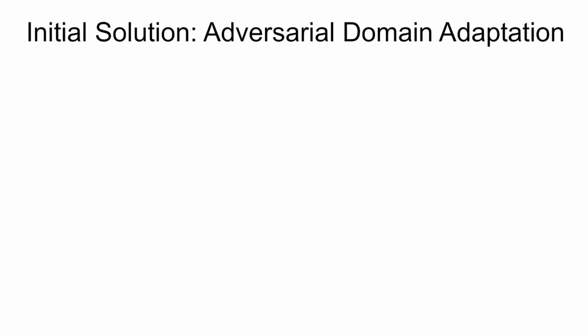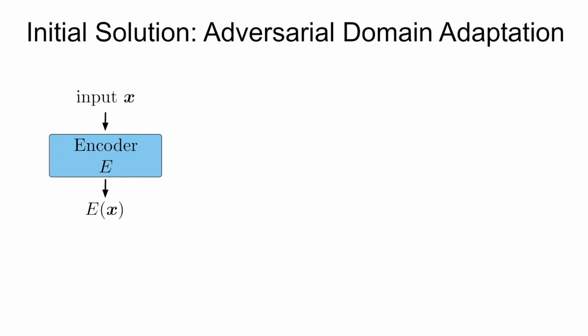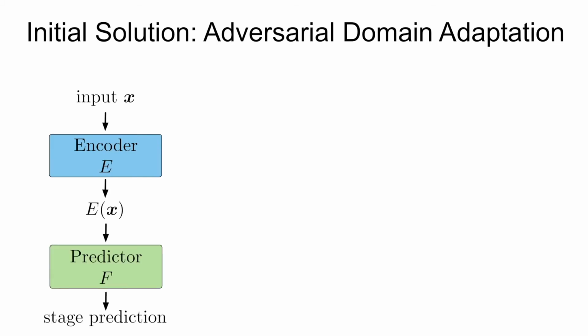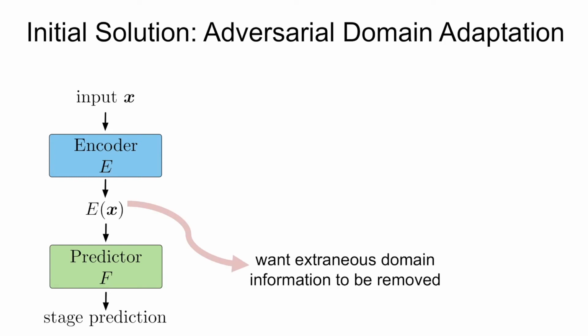When we started looking at this problem, we were motivated by recent advances in adversarial training, which provide a basic framework to think about a solution. Specifically, we want to find a representation of our signal so that we can predict the sleep stages. But at the same time, we want the extraneous information to be removed from this representation. So how can we do this?